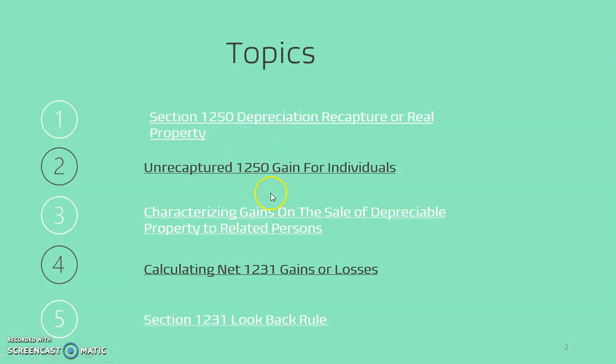The topics that I will be covering today are Section 1250 Depreciation Recapture on Real Property, Unrecaptured 1250 Gain for Individuals, Characterizing Gains on the Sale of Depreciable Property to Related Persons, Calculating Net Section 1231 Gains or Losses, and finally the Section 1231 Look-Back Rule.